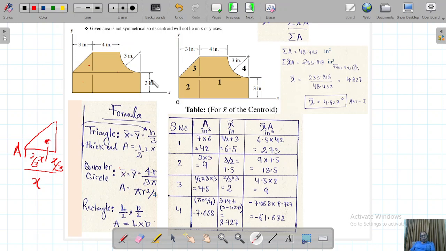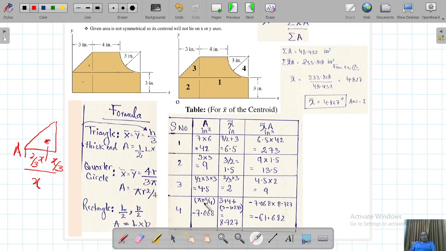The centroid of this quarter circle, looking at it from the x bar, will be 4r upon 3 pi, and for the y bar it will be somewhere here, 4r upon 3 pi. So the radius is given as 3 inch, so 4r is 4 into 3 upon 3 pi. This will be the centroid of the quarter circle. The rectangle area is length into breadth, and its centroid will be where the diagonals meet, at half the length and half the breadth.